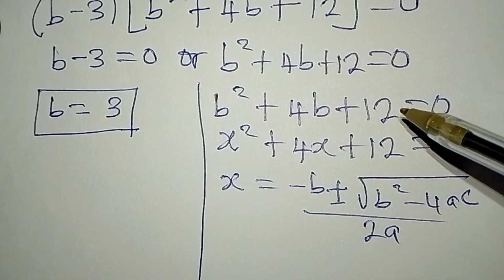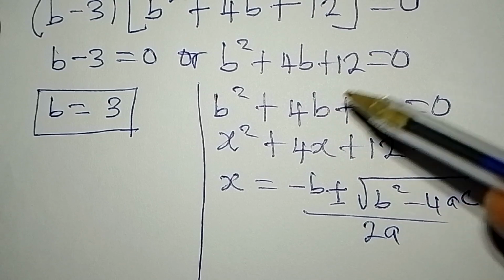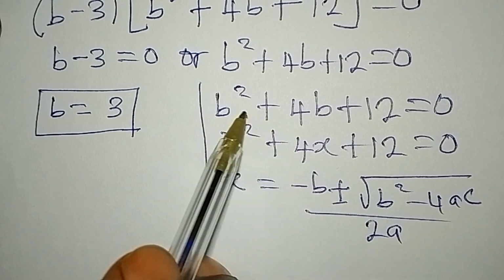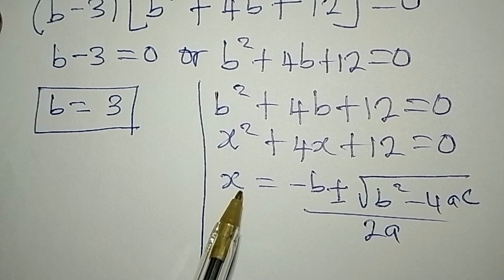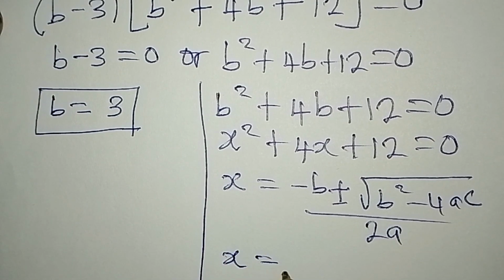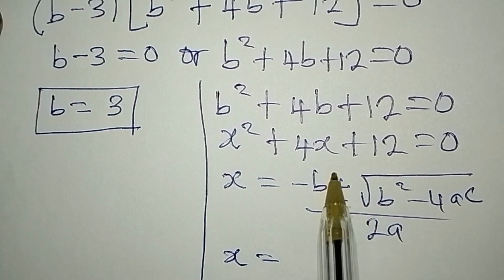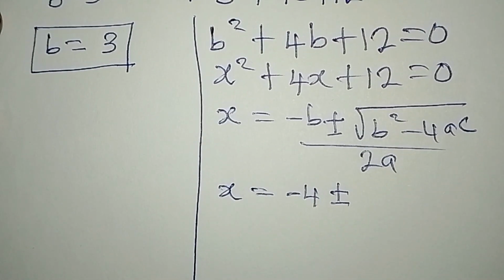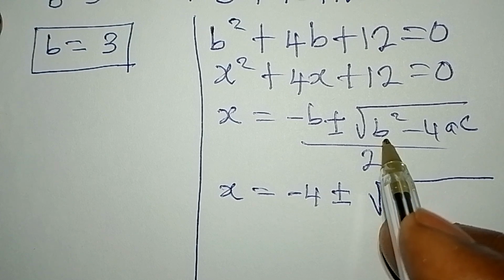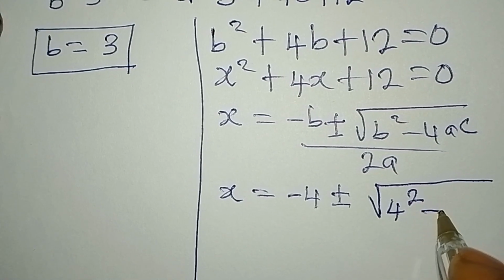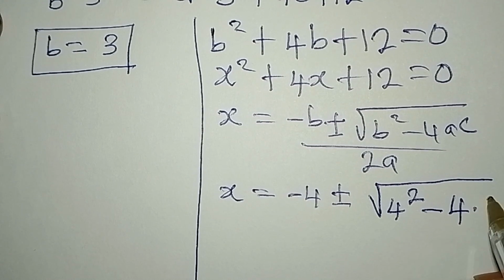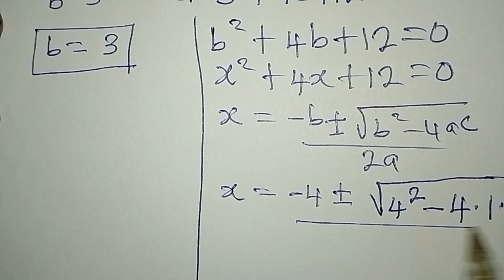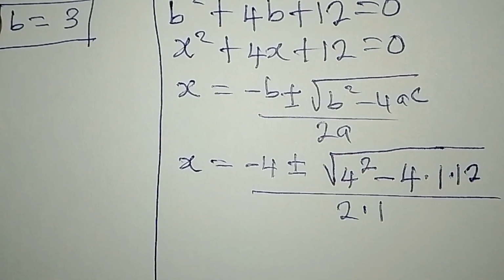Now I'm using x instead of b because in the formula we're having b, right? So we cannot have b as the unknown variable. So rather make it x, just like I did. Now our x will be equal to minus b becomes minus 4 because b is a coefficient of x. So write minus 4 plus or minus, we'll open this. Then this is b squared, that will be 4 squared. Then minus 4 times a is 1, and then c is 12. That is the constant, right? So we now divide this by 2 times 1 because a is 1.